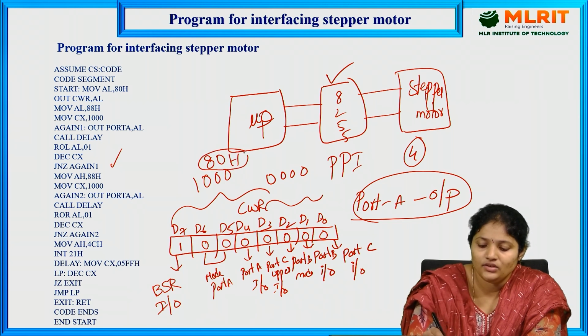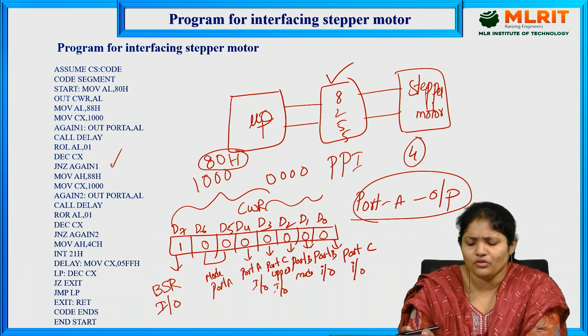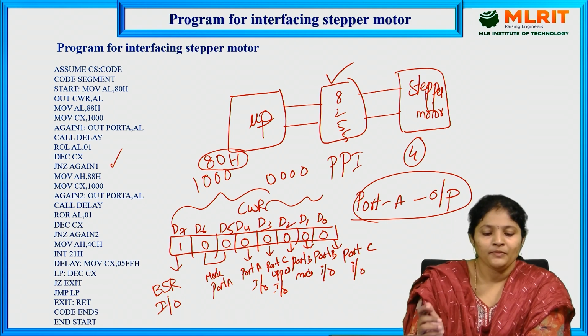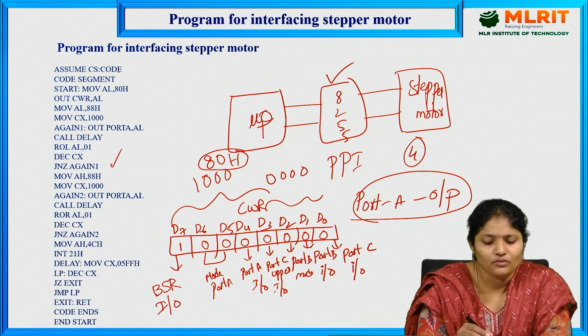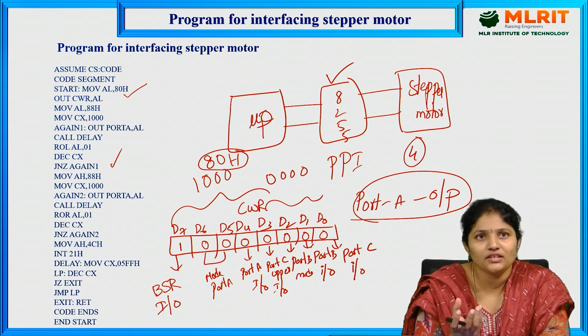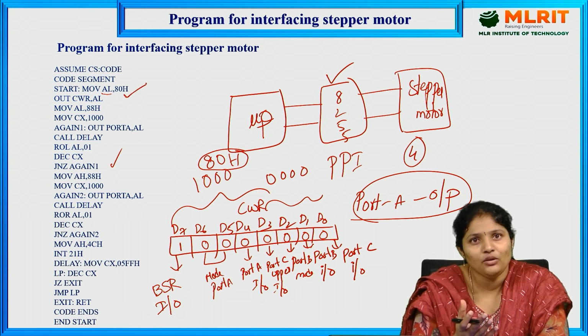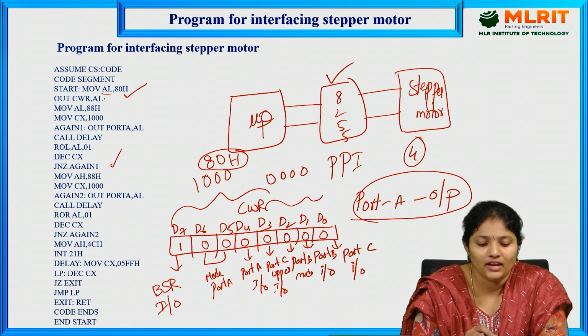So 80H is the code word we need to load to the CWR register of 8255 to make port A an output port. Not only port A, all the available ports, port A, port B, port C, I'll be using as output ports. Now coming to the program, these are used to initialize the code segment and data segment. So start: MOV AL, 80. Because the CWR register is 8-bit, we will be using AL. You can't directly load the CWR register, you need to take the internal register. So I move 80 to AL, and now AL is loaded to the CWR register.